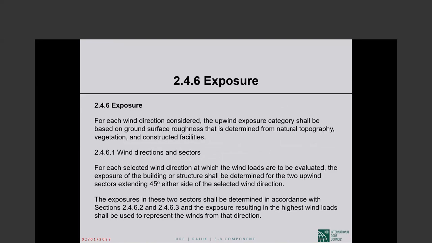Then I think this is probably the last big problematic area that is not easy to understand. The exposure categories. We have B, C, and D. Anyway, let us look at this.